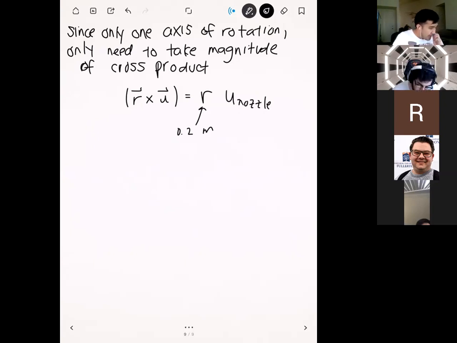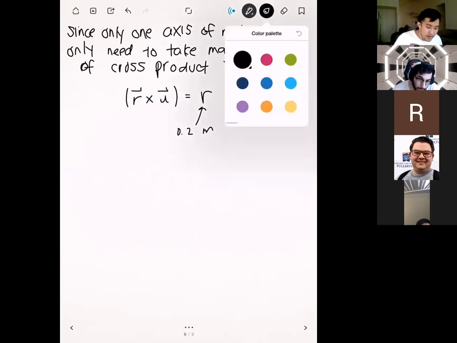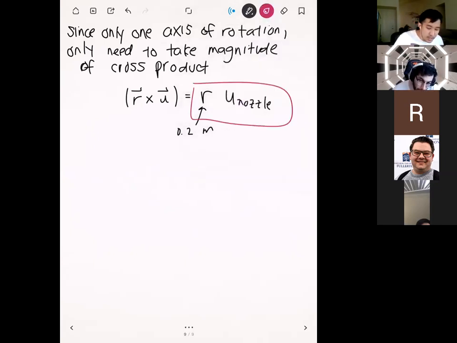But as with everything that's kind of confusing with control volumes, the tricky part is deciding what sign we choose for this. So do we use positive or negative? For cross products, the way that we determine the sign is with our right-hand rule.